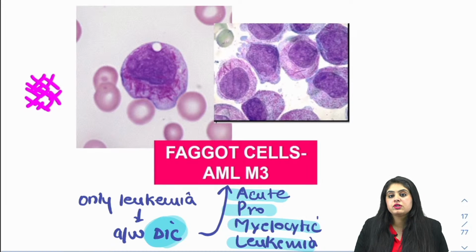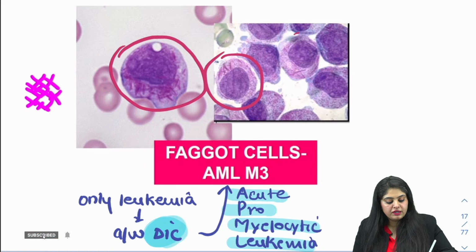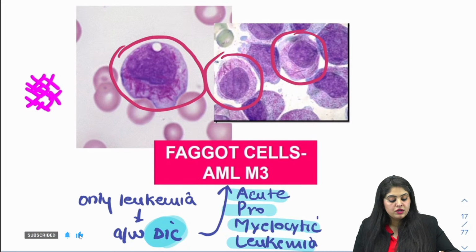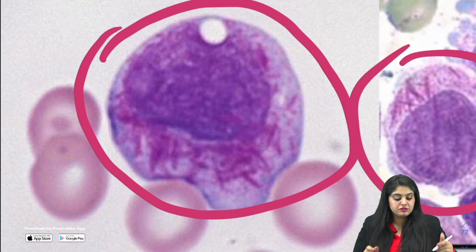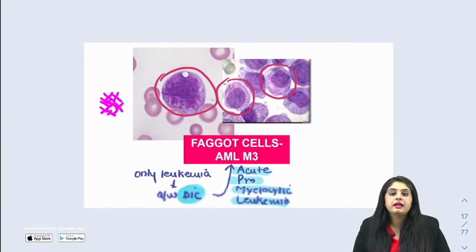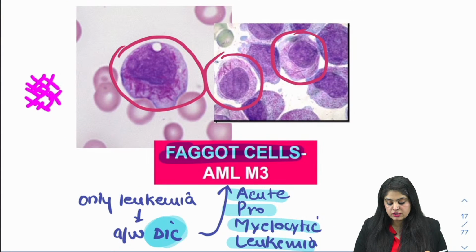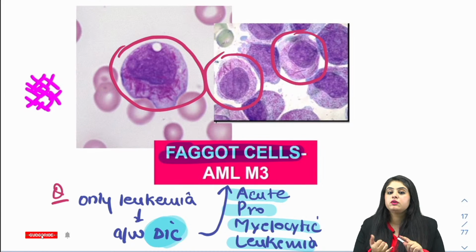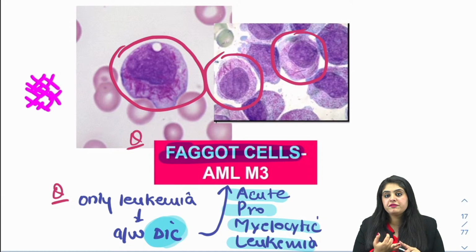And what is this picture that you're seeing over here? Ma'am, you had shown us one Auer rod. Suddenly I'm seeing bundles of Auer rods. Just zoom into this and look at them. All the Auer rods are going crisscross. So whenever I start seeing bundles and bunches of Auer rods, that kind of cell is referred to as a faggot cell. That is another question that you get for AML-M3. Then finish off the medicine part also. What did you study first? In medicine you studied that this is the only leukemia with DIC. In pathology, it shows you the faggot cells.